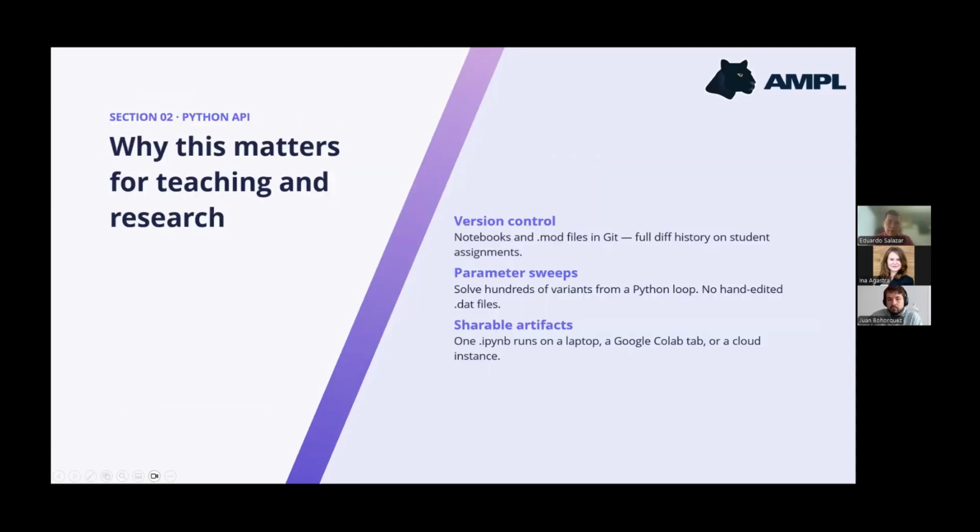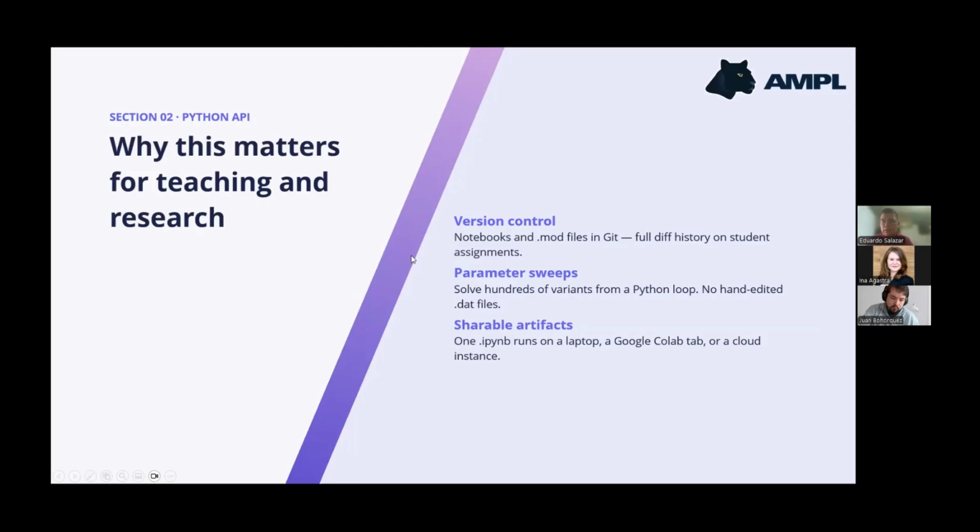Why does this matter specifically for teaching and for research? You can use Git, which is the version control system that the world uses. You can have the full history of the diffs between versions, not only of your code for research, but also for student assignments. You can check in, okay, so what has changed between versions? Have you done any recent work? Have you solved the latest question using notebooks and the mod files?